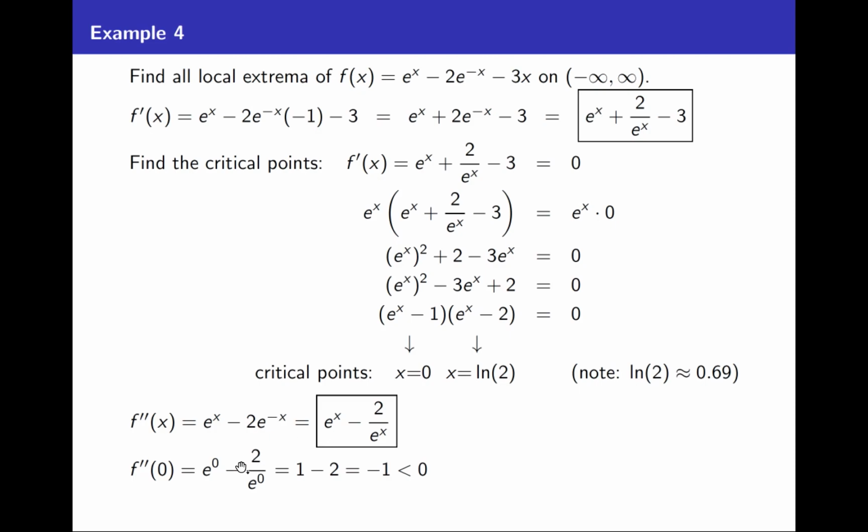So that's e to the 0 minus 2 over e to the 0. And e to the 0 is 1. So this is 1 minus 2. It's equal to minus 1, and that's less than 0. And that means, by the second derivative test, f of x has a local maximum at x equals 0.